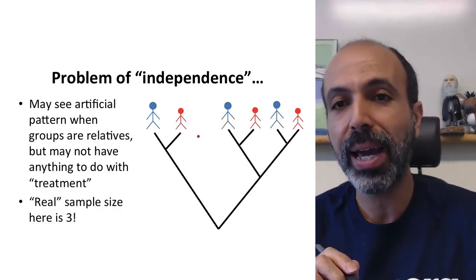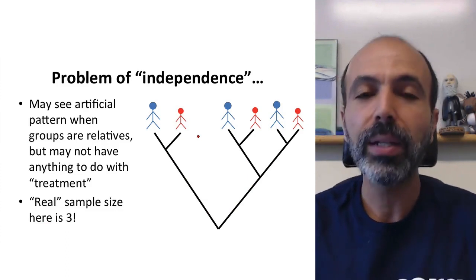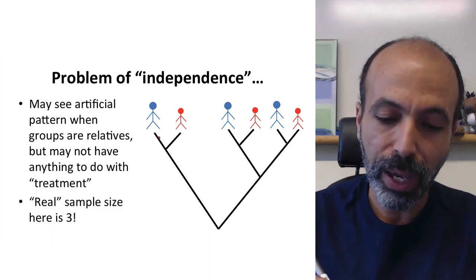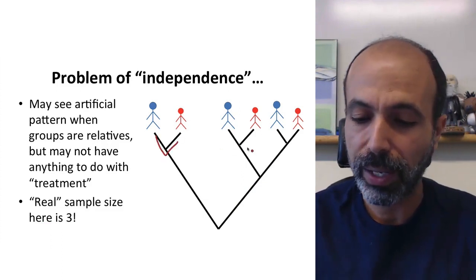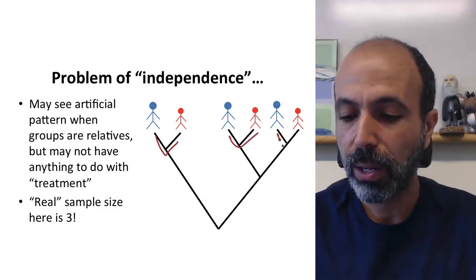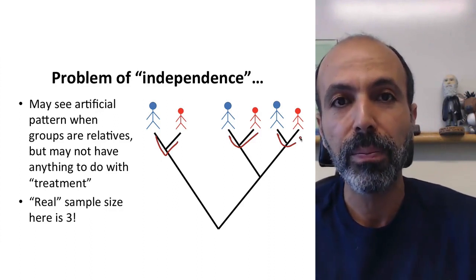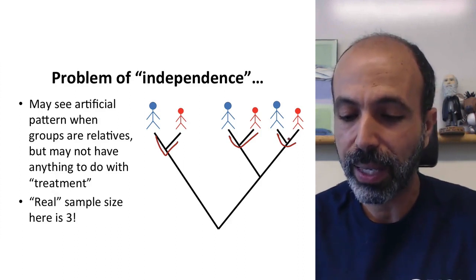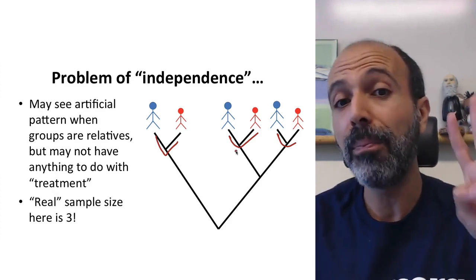In this case, we have exactly the same number of individuals, but we don't have this confounding aspect of relationships because we have a single family that has both blue and red. We have a single family here that has blue and red. What is the minimum number of transitions it would take to get this? Well, it would take at a minimum 3.